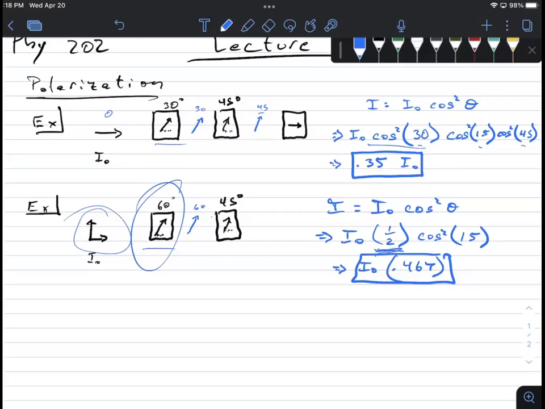So if this light initially started horizontally, then we'd work it just like this original problem. Each filter gives us a cosine squared, and we just plug in the angles. But here, the unique thing was the fact that the light started unpolarized. All that means is for the very first polarizer, you don't write down cosine squared, you write down a half instead. And then everything else is the same. Any questions about this?